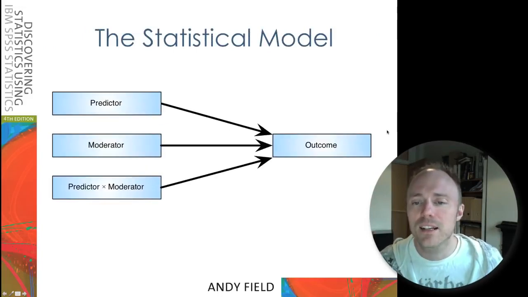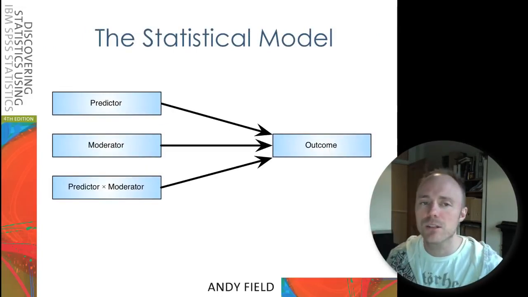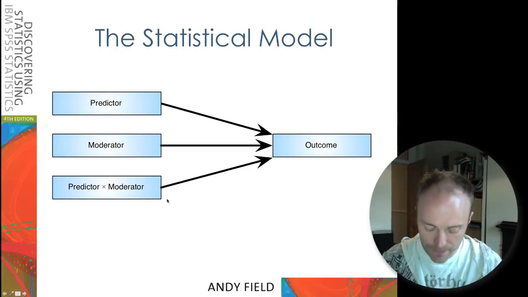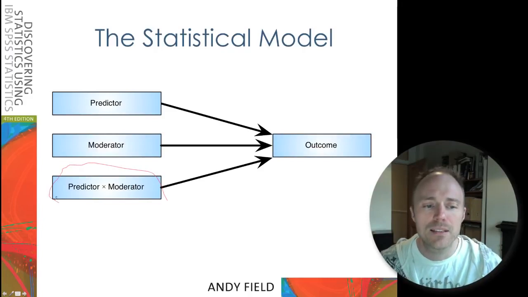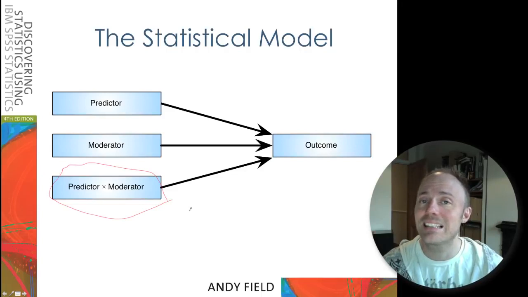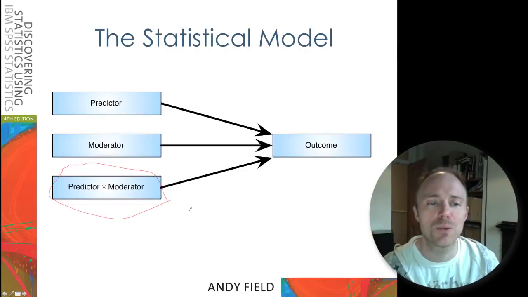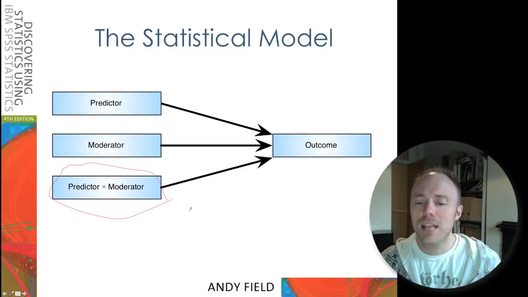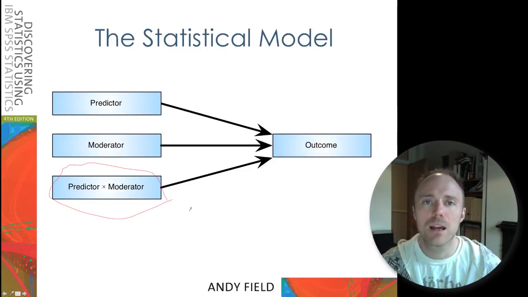In terms of how we test this statistically, we basically do a fancy regression. So we do a regression in which we put the predictor, the moderator variable, and most importantly, the interaction between the two. And it's this interaction that tells us whether we have moderation. So if that interaction is significant, then it means that the moderator is moderating the relationship between the predictor and the outcome.